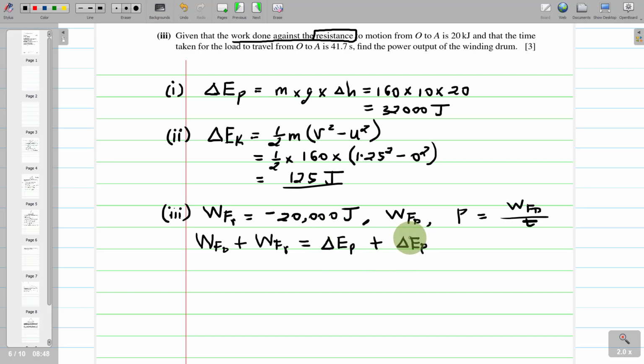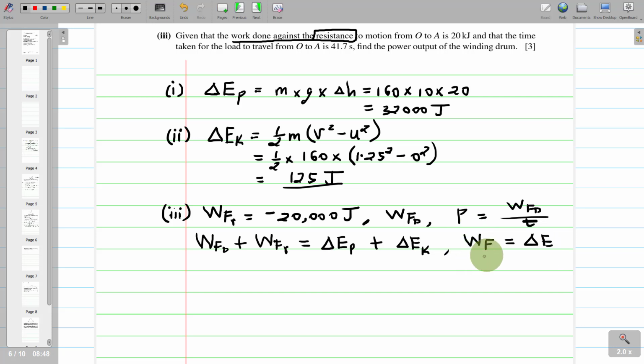Delta EP is gain in, this one should be kinetic energy. I had made a mistake there. This is kinetic energy. This is gain in kinetic energy. This is gain in potential energy of the system. The system gains energy after external forces do work on the system. In fact, this expression sometimes is written like this: work done by external forces is equal to gain in energy of the system. Just like that.